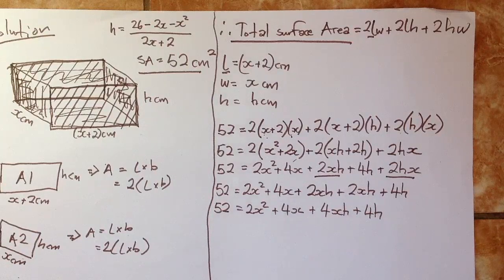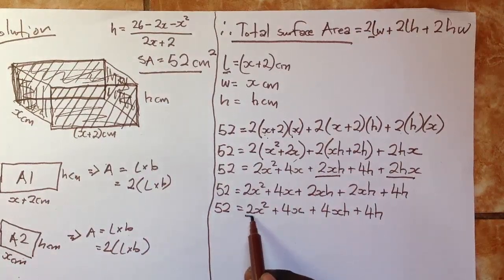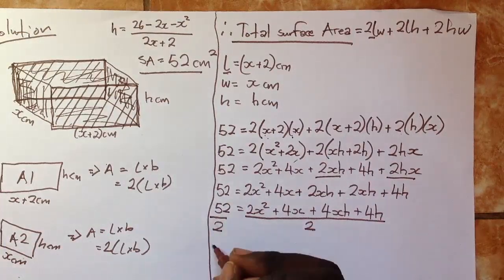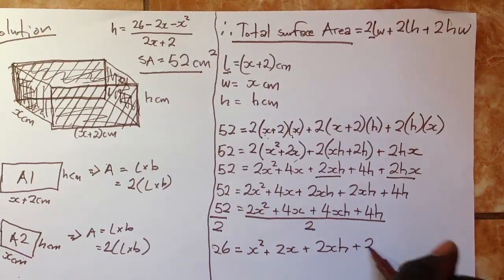At this point, we can see that everything here is divisible by 2, so we can reduce the entire equation. Since there's an equal to sign, what we do at the left will be the same as the right. So if we divide this side by 2, we also divide the other side by 2, which gives us 26 is equal to x squared plus 2x plus 2xh plus 2h.